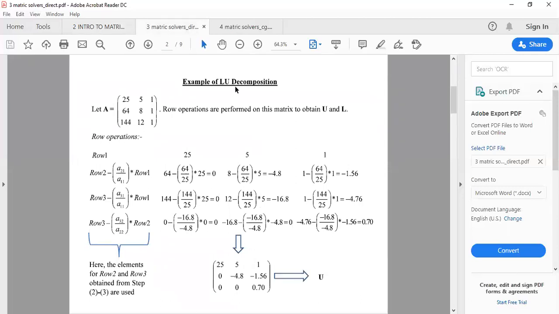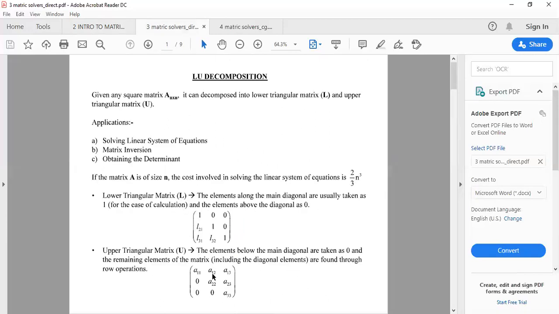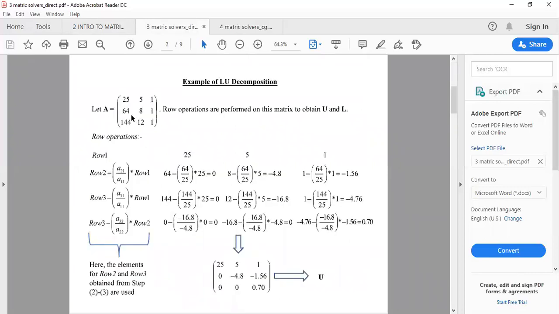This is an example of LU decomposition. This is a matrix A. By applying these row operations, we can transform this matrix into an upper diagonal form, like this: A11, A12, A22, A23, A33. The idea is you want to make 64 as 0, 144 as 0, and 12 as 0.